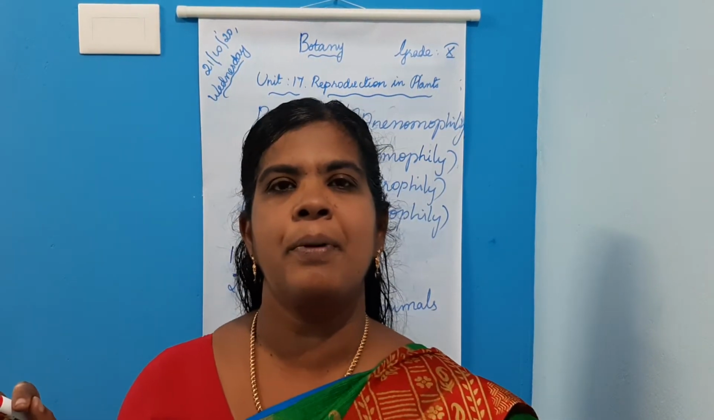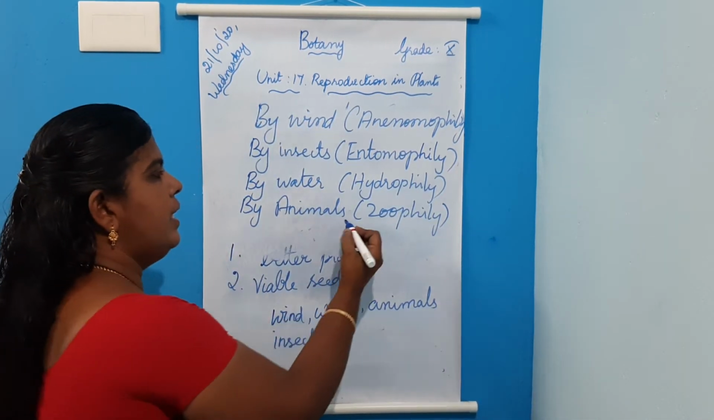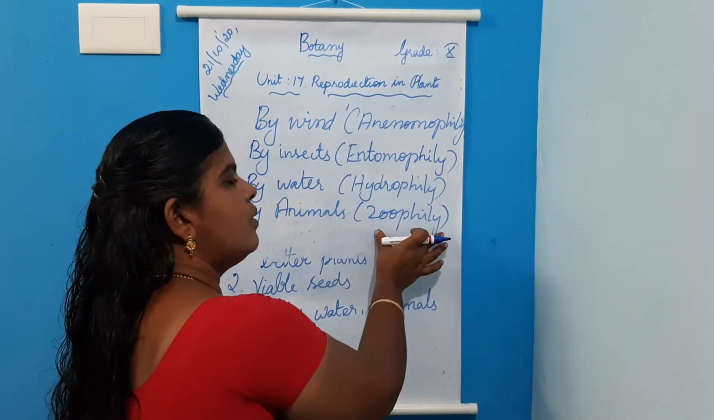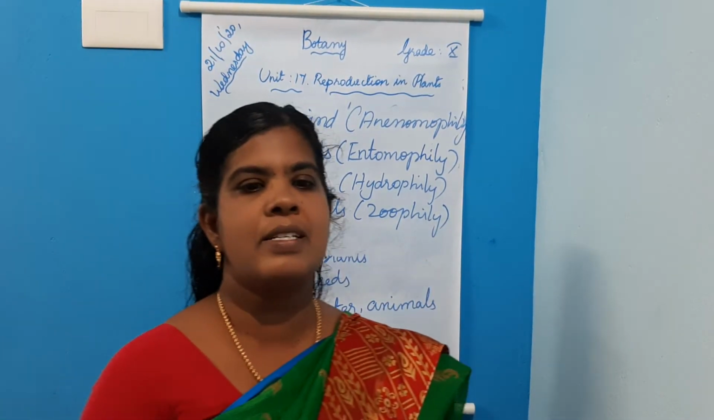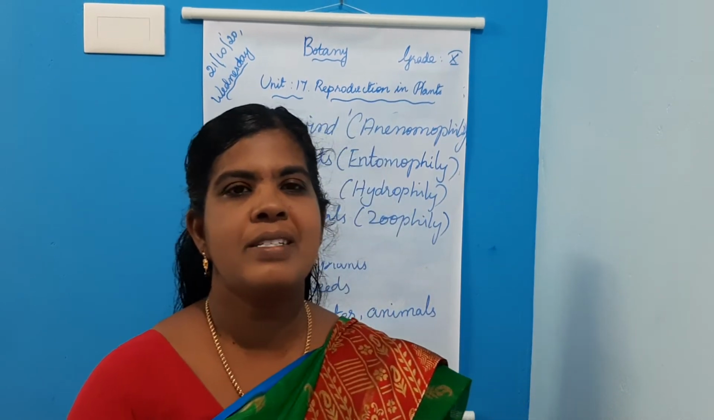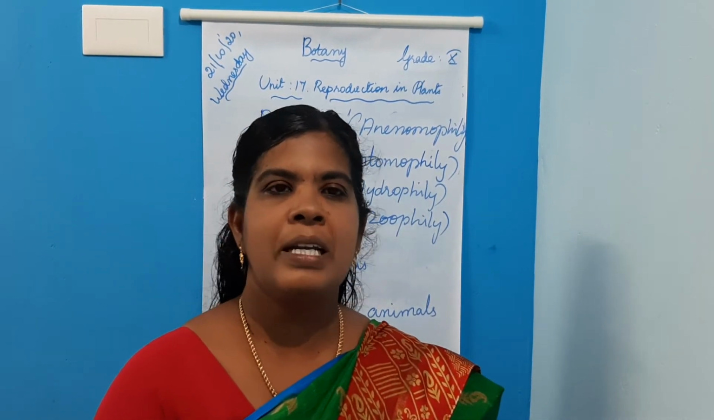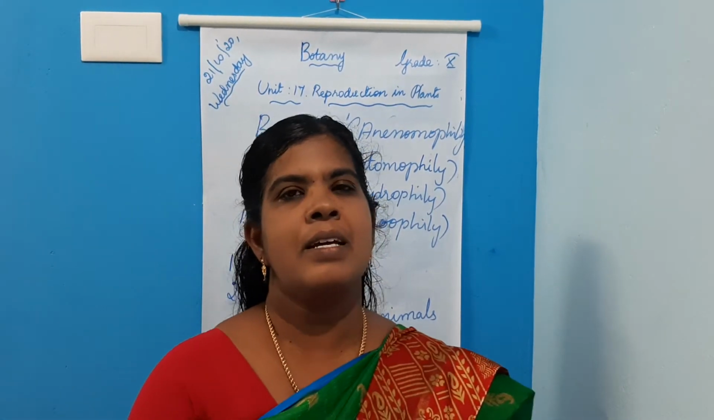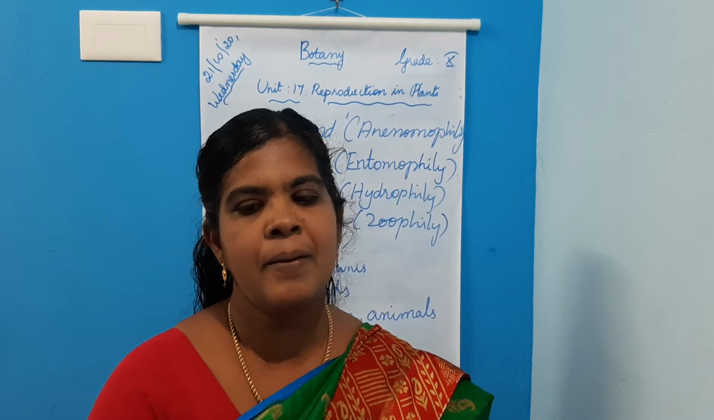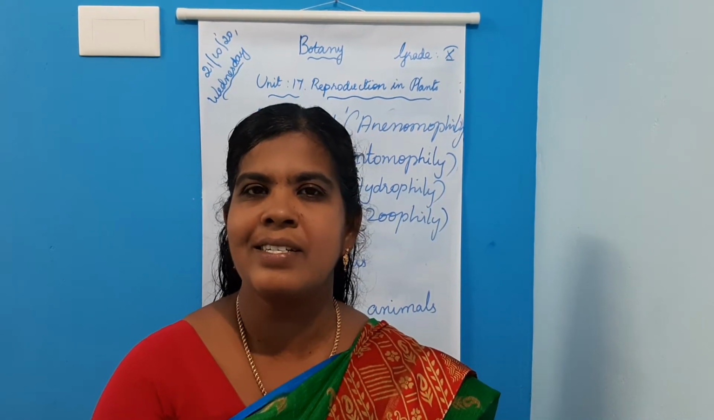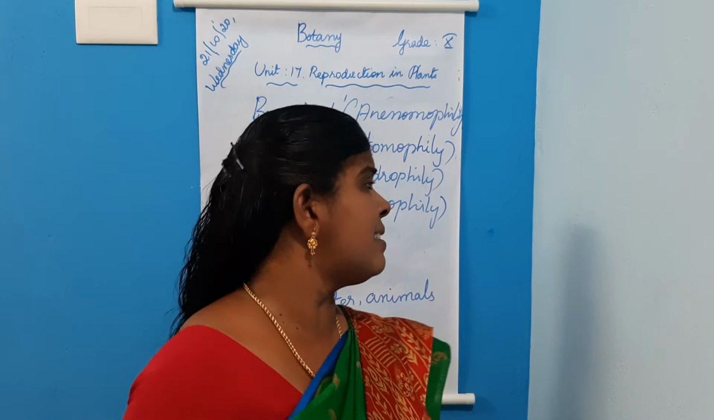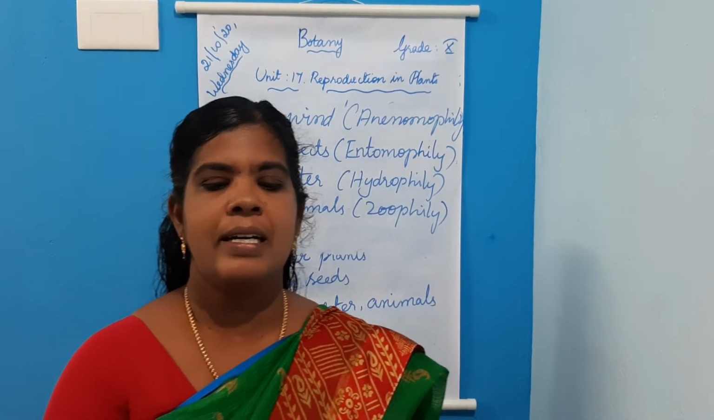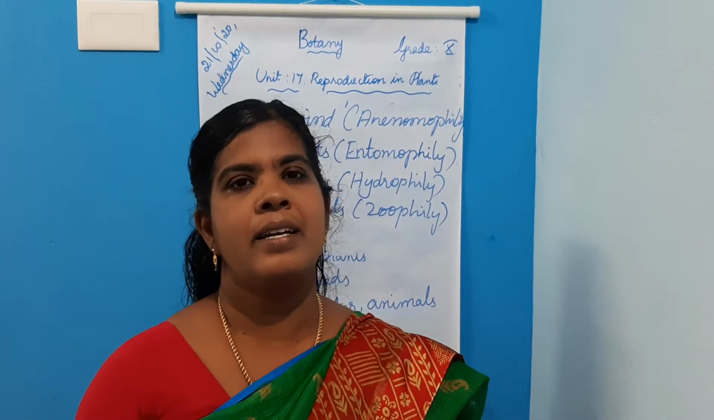So pollination by animals is called zoophily. The flowers which are pollinated by animals are called zoophilous flowers. These flowers should possess certain characteristic features. First, these flowers should be bright in color, larger in size, have scent, etc. For example, the sunbird pollinates the flowers of canna, gladioli, etc.